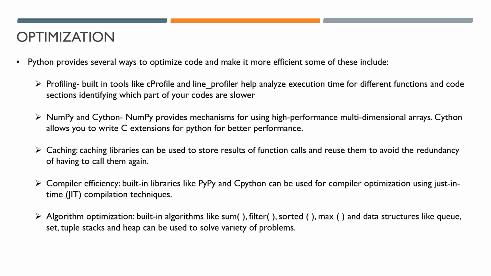Python also supports many ways to make your code faster and more efficient. You can profile your code to see what's slowing it down, use high performance libraries like NumPy, and even integrate with C using Cython. Tools like PyPy can speed up execution with just-in-time compilation. You can also use caching and built-in functions to reduce operations.